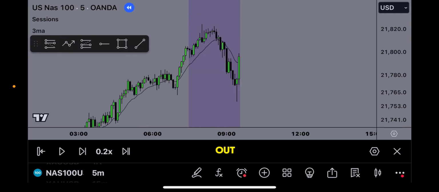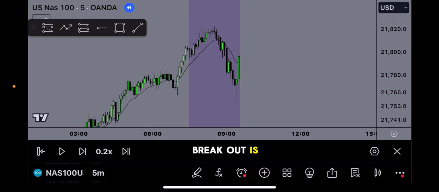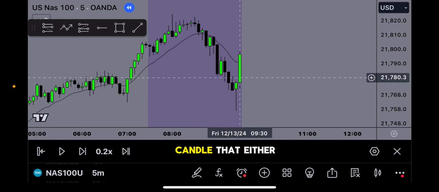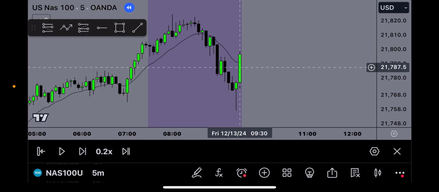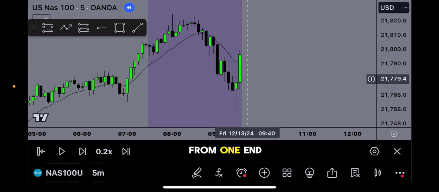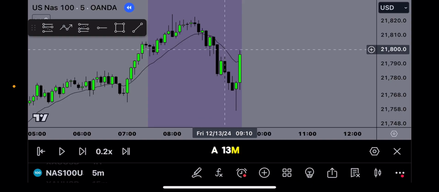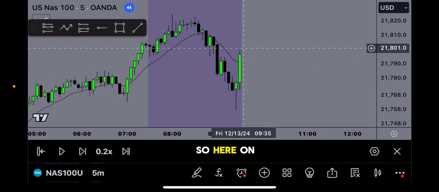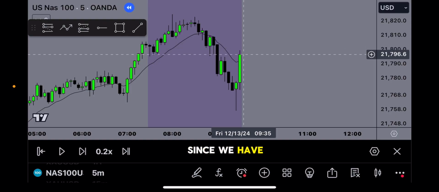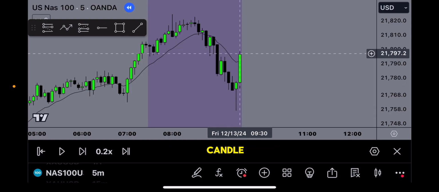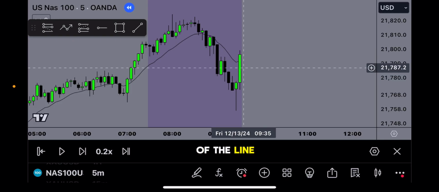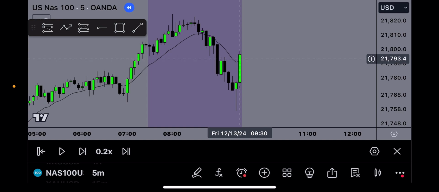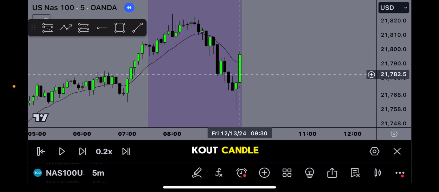So what's a 3MA breakout? A 3MA breakout is basically when you see a momentum candle or an aggressive candle that either buys or sells, and it closes from one end of the 13MA line to the other end of the 13MA line, right? So here on this candle, since we have an aggressive buying candle and it started from one side of the line and it closed at the other side of the line, crossing it, right? This is a 3MA breakout candle.